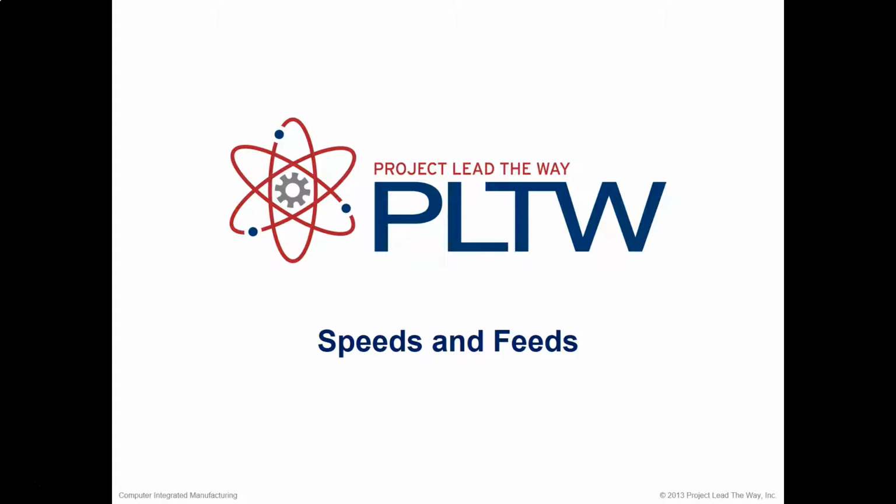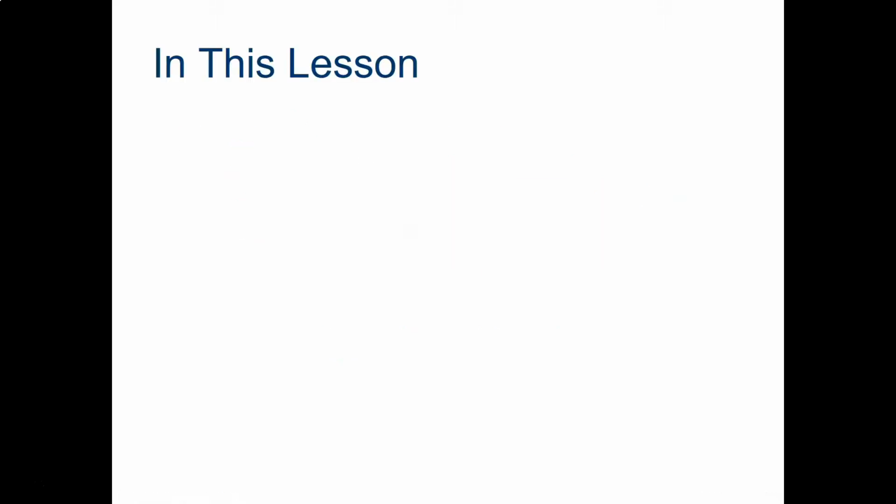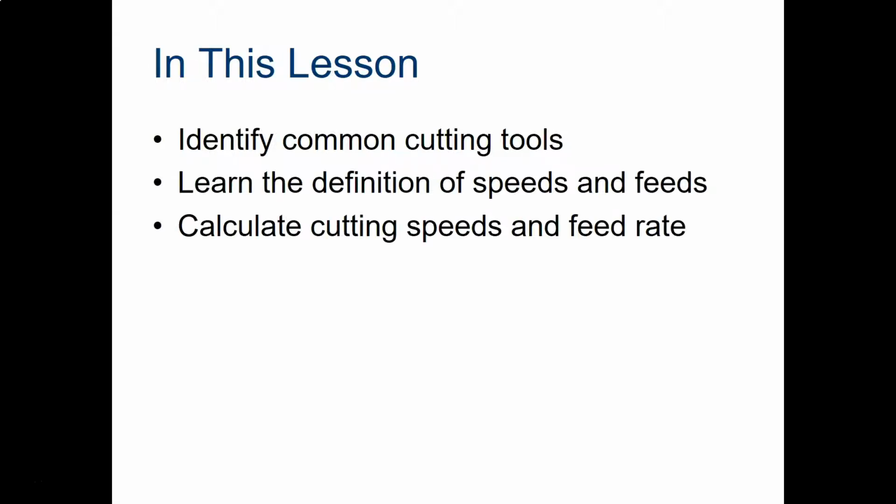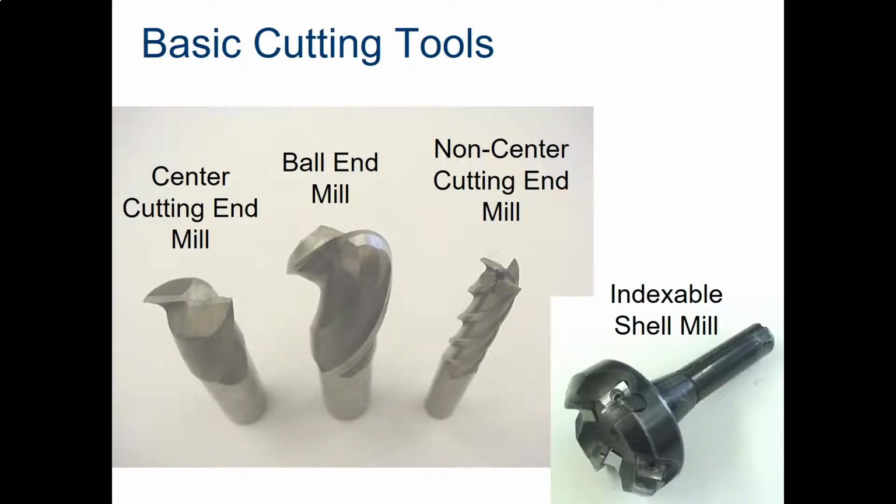But for our CNC mill and routers, speeds and feeds are slightly different. In this lesson, we're going to identify common cutting tools, learn the definition of speeds and feeds, and calculate the cutting speeds and feed rates. Many different cutters are used during the milling process. These tools you have seen before, but note the same cutting speed formula can be used for each tool. We'll go over that formula on subsequent slides.